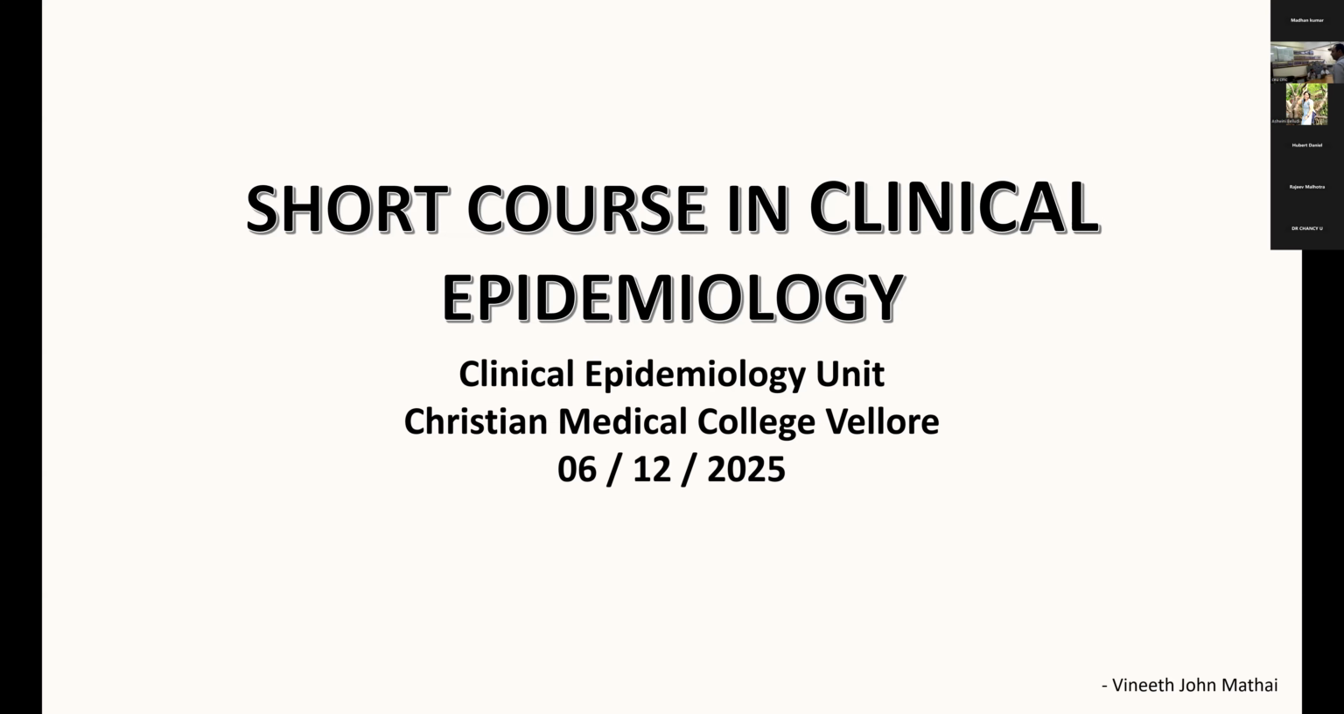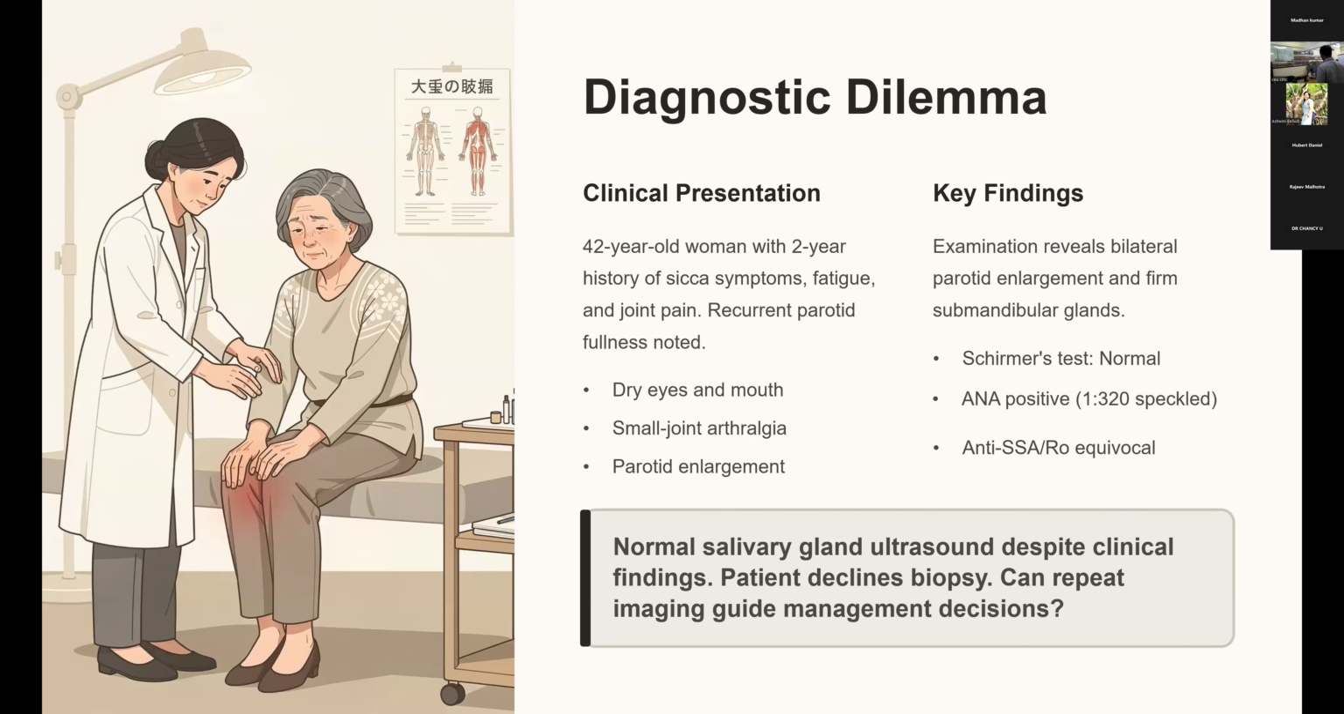Good morning, everyone. Today, I just wanted to start with a case. We have this 42-year-old lady who comes with a 2-year history of sicca symptoms, fatigue, and joint pain. She's got recurrent parotid fullness, dry eyes and mouth, small joint arthralgia, and parotid enlargement. On examination, although the parotid gland was enlarged and firm, Schirmer's test was normal. ANA was positive, but anti-SSA and Ro were equivocal. She's had a salivary gland ultrasound done previously, which was declared to be normal.